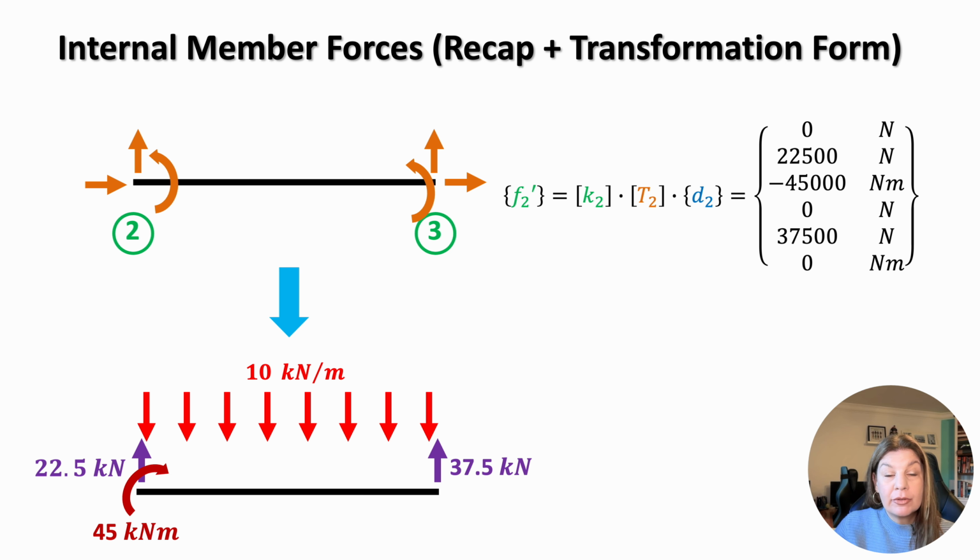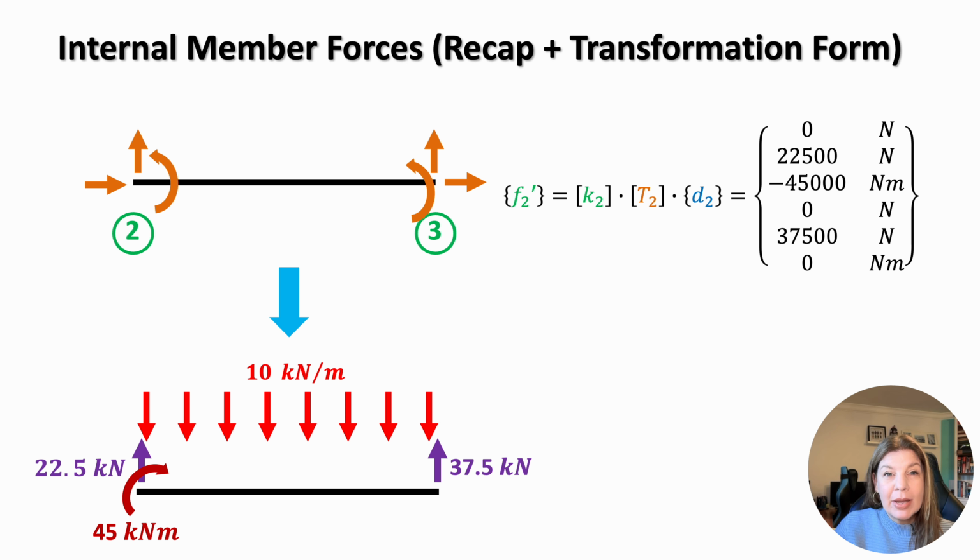At node 2, the upward reaction is 22.5 kilonewtons with a 45 kilonewton meter moment, which is the opposite direction of our sign convention. So in this case, tension is on the bottom, which matches the result from member 1. At node 3, the upward shear is 37.5 kilonewtons, balancing the applied distributed load. There is no axial force along the beam and no moment at node 3. We can check and find that the beam is in static equilibrium. It's important to remember that the stiffness method provides the internal forces only at the member ends.